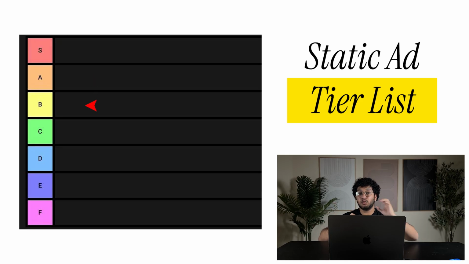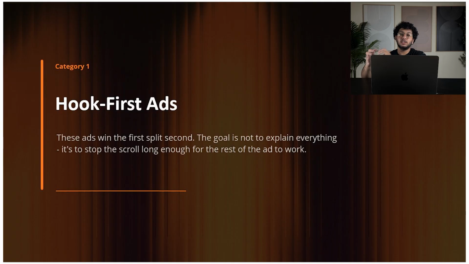B tier means it can work, but it's more situational. C tier means it needs the perfect product, perfect audience, or perfect offer. And D tier means it's usually weak, risky, or easy to ignore. Hook first ads are designed to win the first split second. The goal is not to explain the whole product. The goal is to make somebody stop long enough for the rest of the ad to do its job.